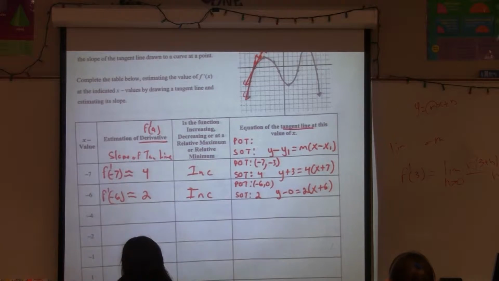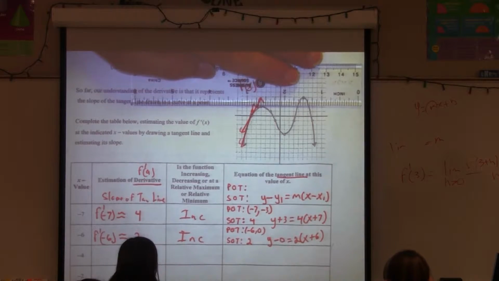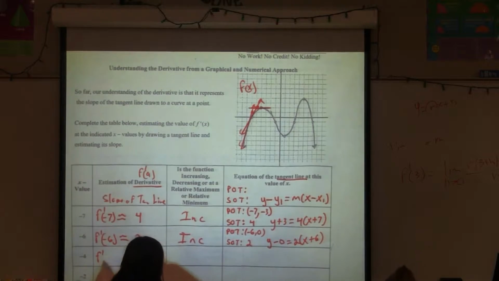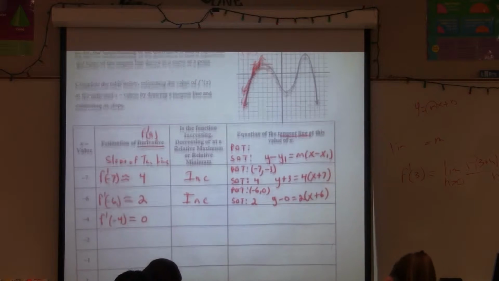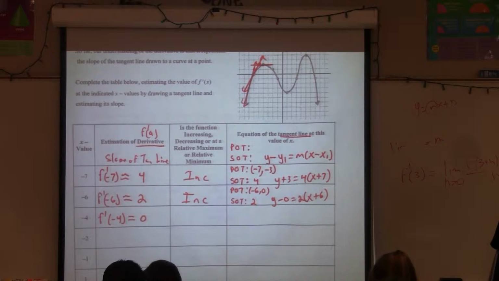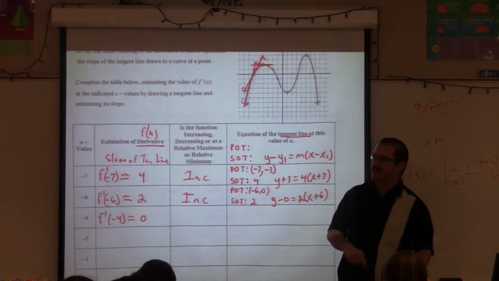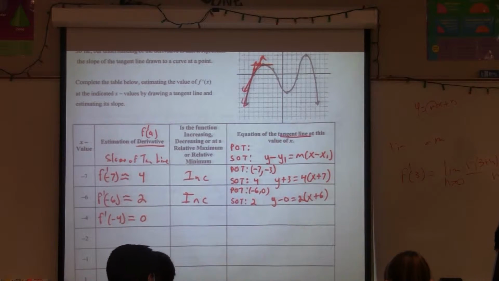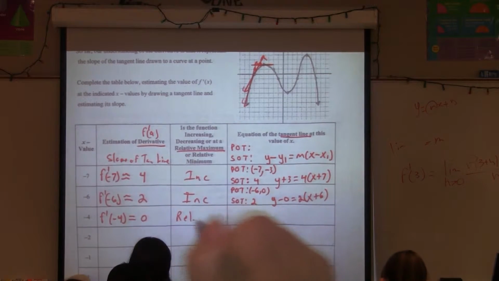Alright, what happens at negative 4? What's the slope of that one? 0, right? So for that one, we should be able to say f prime of negative 4 is not approximately, we can actually say what? Is 0, right? So let's say that it is 0. Okay, so is it increasing or decreasing there? Is it increasing or decreasing? Relative. No, right? But we know that it is a what? Relative maximum. What's up with that word relative?